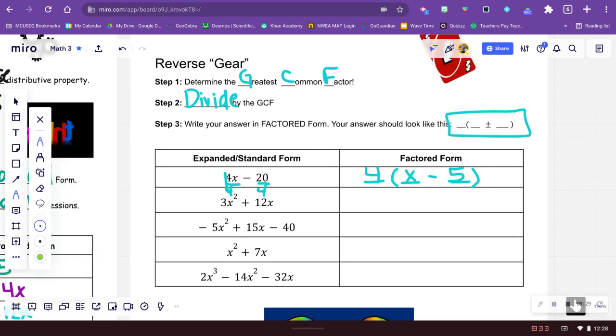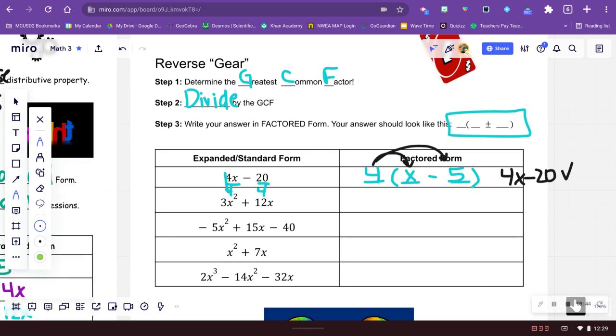Checking my answer really quickly. Best thing about math is you can check your answers. Distributing that 4 is going to give me 4x, and 4 times negative 5 is negative 20. So that all checked out. I get what I started with.